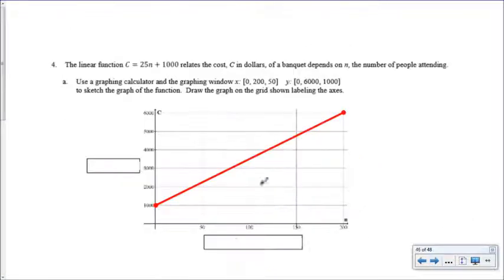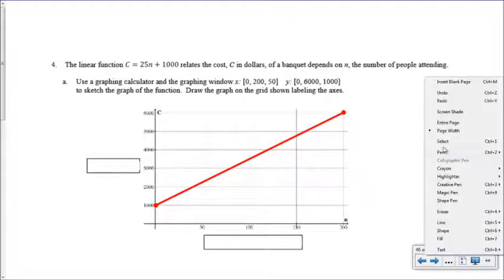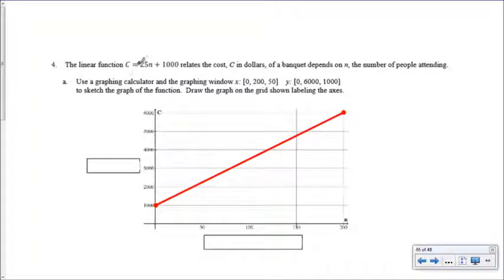And last page here. We've got a linear function that relates cost to the number of people attending. Using our graphing calculator in the window to sketch the graph of the function. I didn't quite do that, but that's fine. What I did instead was find the cost when the number of people is 0. So 25 times 0 plus 1,000. I guess you could read it off the equation too.